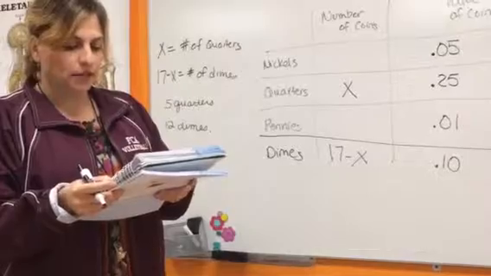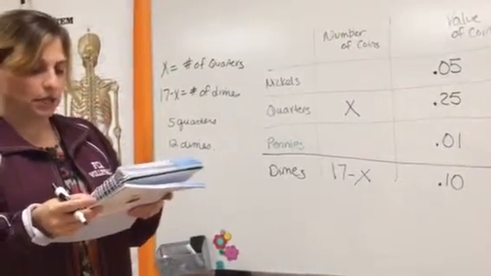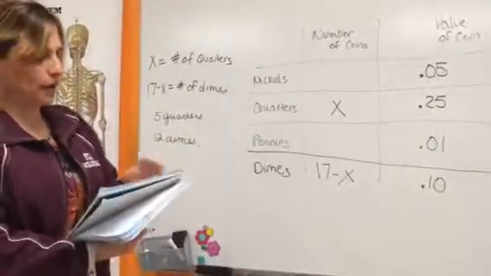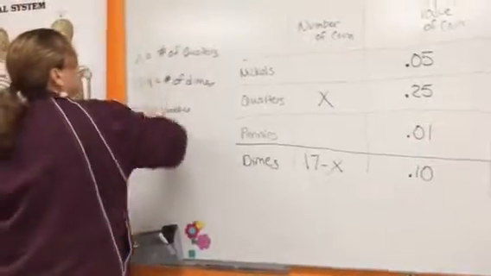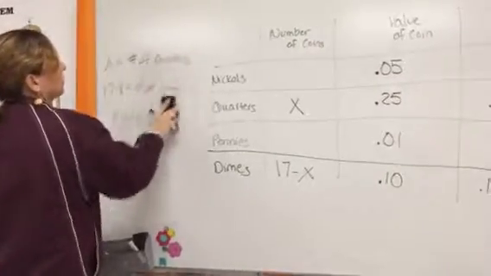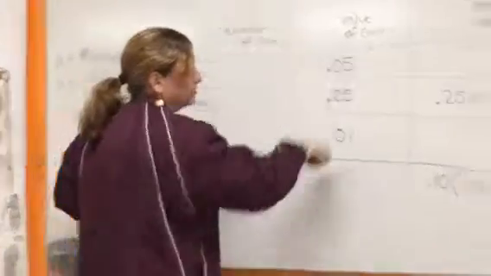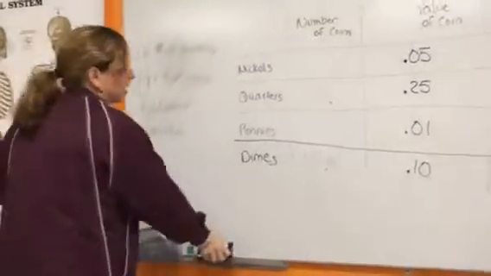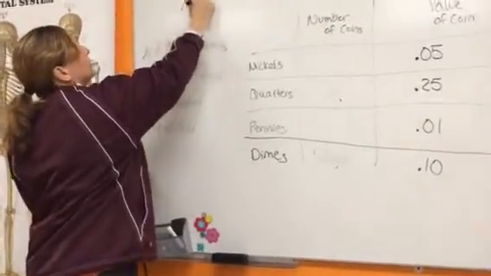A coin bank contains 4 more quarters than nickels, twice as many dimes as nickels, and 5 more than 3 times as many pennies as nickels. If the bank contains $22.25, how many of each coin do we have? We're always referring back to nickels. I'm going to erase this and leave those there because those don't change. We're going to let x equal the number of nickels.